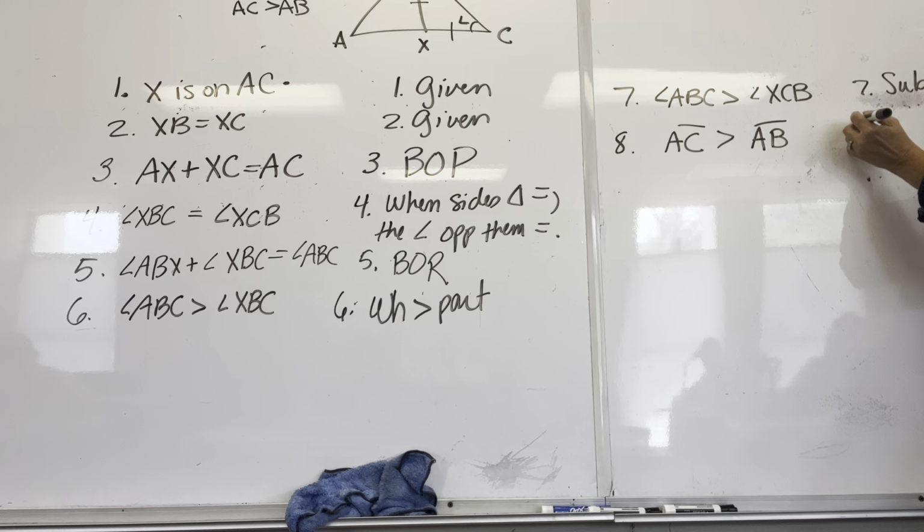Why? Because when two angles in a triangle are unequal, the sides opposite them are unequal in the same order.